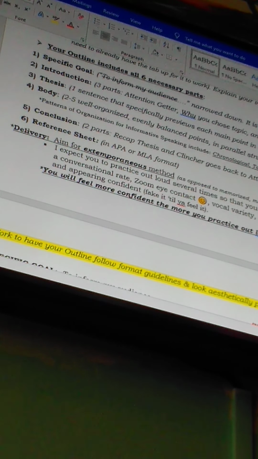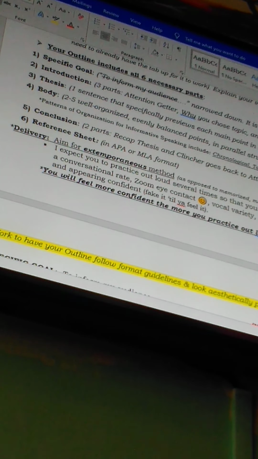The reason why you see it crossed out is because we don't actually say it in the speech. We begin in the introduction, and we have it on the outline to keep us on track. You're going to see in the introduction, there are 3 main parts. These are in Roman numerals. The first one is the attention getter, which you're going to see later on. You're going to tell us why you chose the topic, and then you're going to do some researched history.